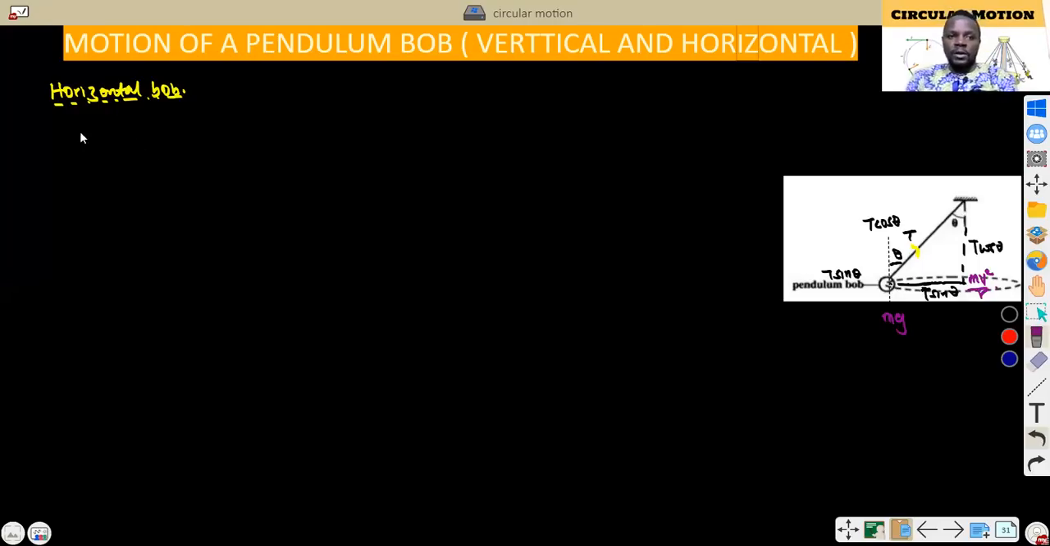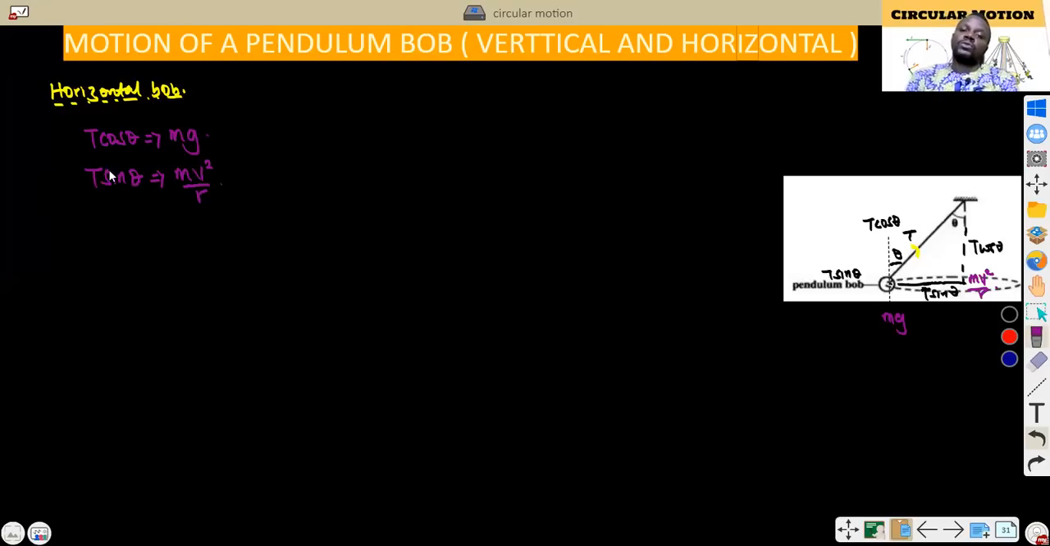What is the vertical force? T cos theta. We balance out the weight. Where is the weight? You can say mg. Just keep it in mind. And the horizontal force is T sine theta. We balance out the force, mv squared over r.